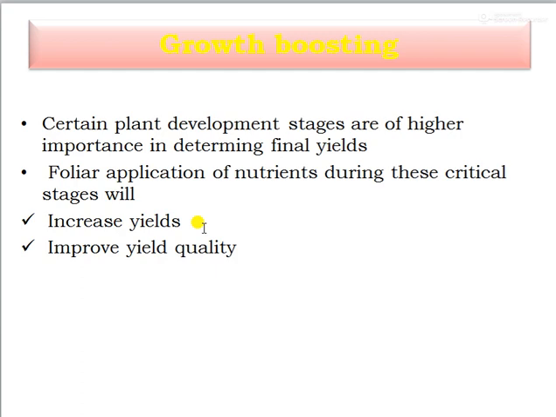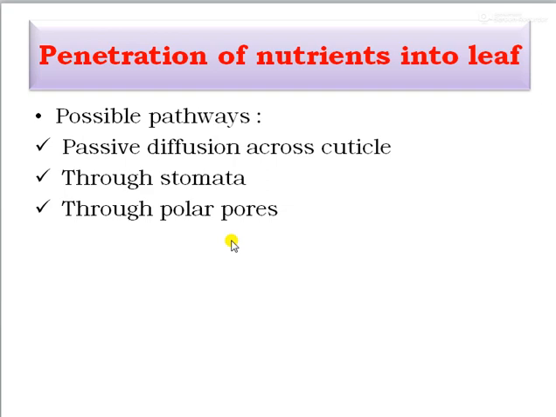Then the third one is growth boosting. Certain plant development stages are of higher importance in determining the final yield. Foliar application of nutrients during these critical stages will increase the yield and the quality of yield, when nutrients are applied at the responsive or critical growth stages. Next, penetration of the nutrient into the leaf. How do nutrients penetrate or enter the leaf? The possible pathways are passive diffusion across the cuticle, through the stomata, or through the polar pores. These are the three pathways of nutrient penetration into the leaf.